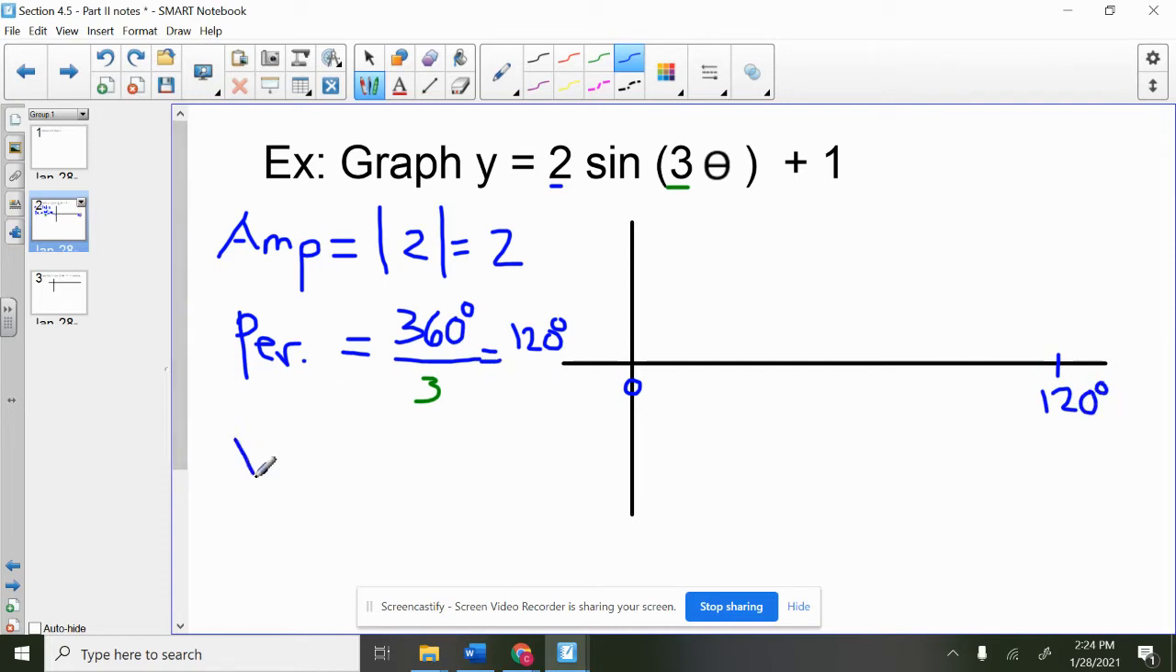Now, this time we have what's called a vertical shift. That vertical shift is this plus 1, and that tells me it's going to go up 1 unit. If you say that the vertical shift is plus 1, that's fine as long as you know what that means. Here's what that means: this is going to go up 1. So my midline is at this positive 1.